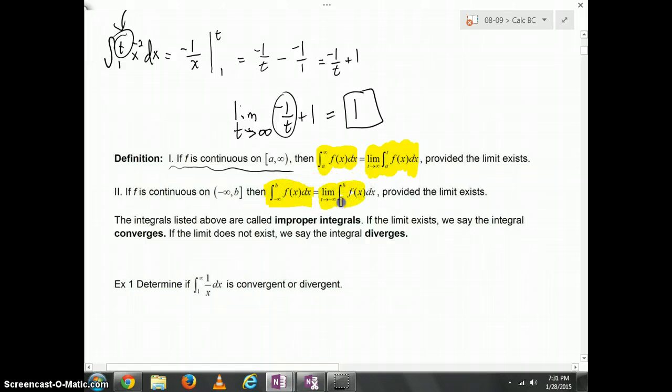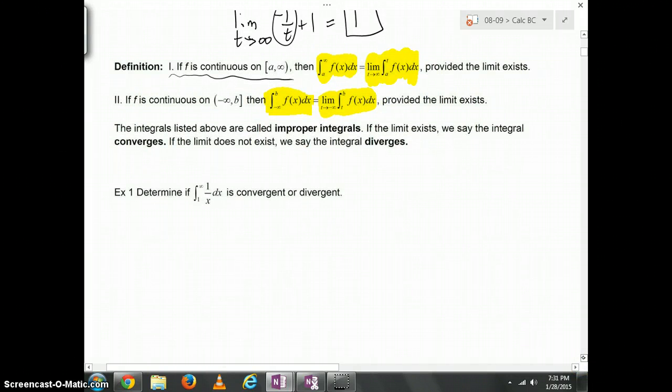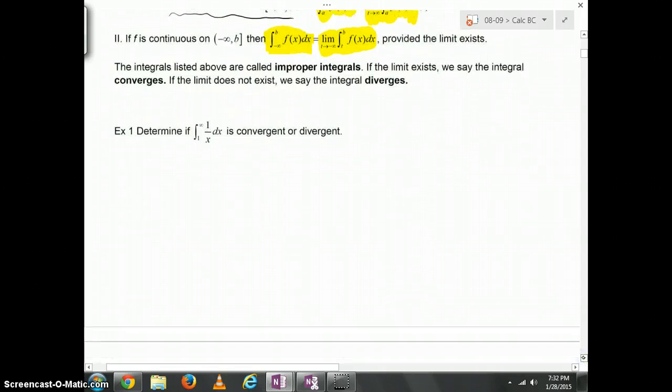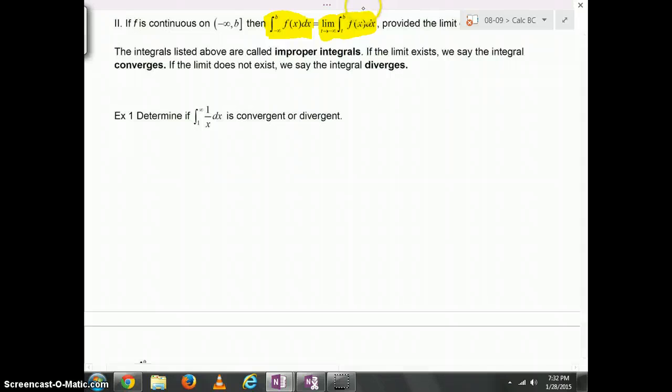Notice this time we again use a limit, but we're going to allow t to approach negative infinity, and we're going to let t be that lower bound. Again, if that limit of that integral winds up existing, the integral itself will exist and converge. And if this limit does not exist, we will say that the integral diverges. So converge means that your limit exists and you arrive at a real number. Diverge means that the limit does not exist.